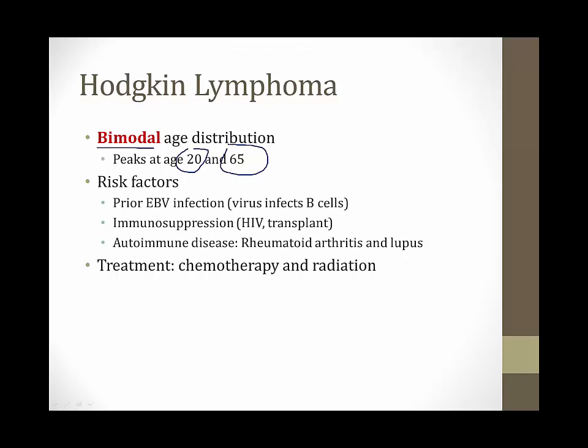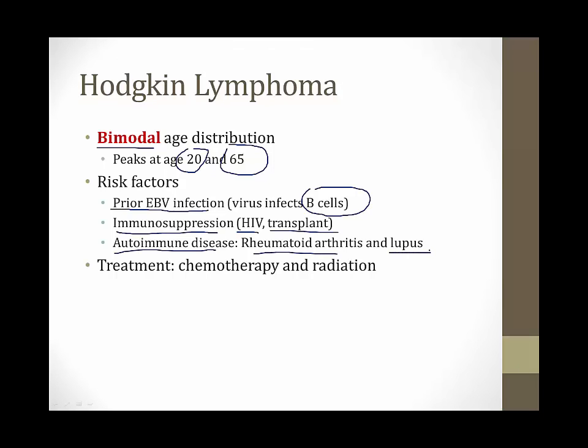Some important risk factors include prior Epstein-Barr virus infection. Recall that this virus infects B cells, so it should be easy to imagine that it can lead to Hodgkin lymphoma. Hodgkin lymphoma is also more common in patients who are immunosuppressed, for example, HIV patients or patients who are post-solid organ transplant and taking large dosages of immunosuppressants. It's also more common in patients who have autoimmune diseases like rheumatoid arthritis and lupus.